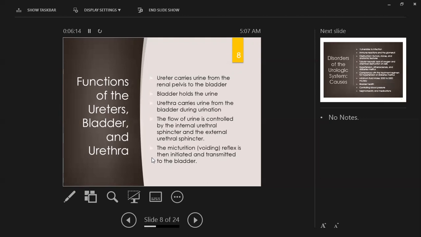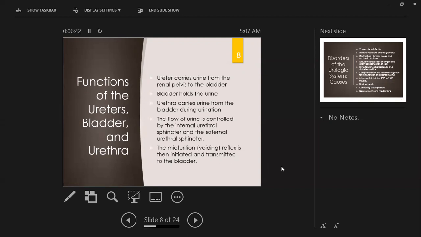What about the other structural and functional units of the urologic system? The ureters, the bladder, the urethra. Well, the ureters are going to carry that urine from the renal pelvis to the bladder. The bladder is going to hold and collect the urine, and the urethra is going to carry the urine from the bladder during urination. The flow of urine is controlled by the internal urethral sphincter and the external urethral sphincter.